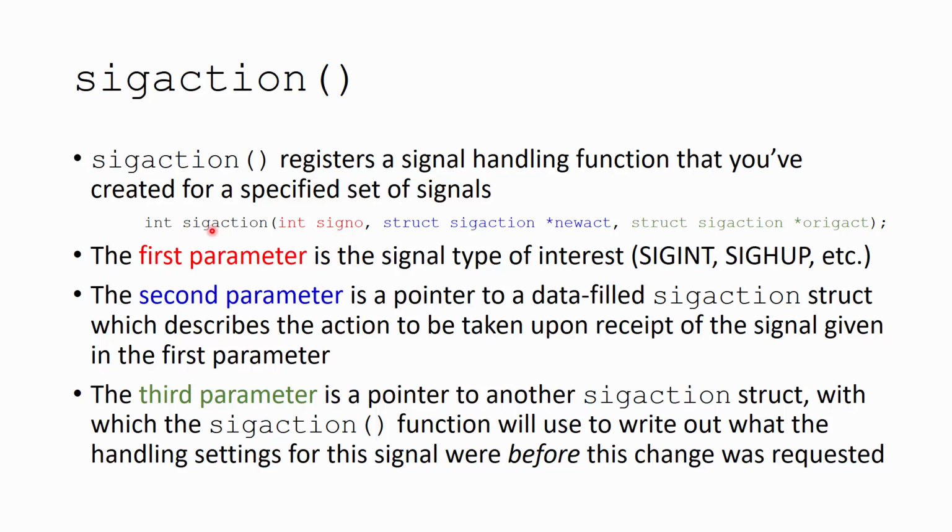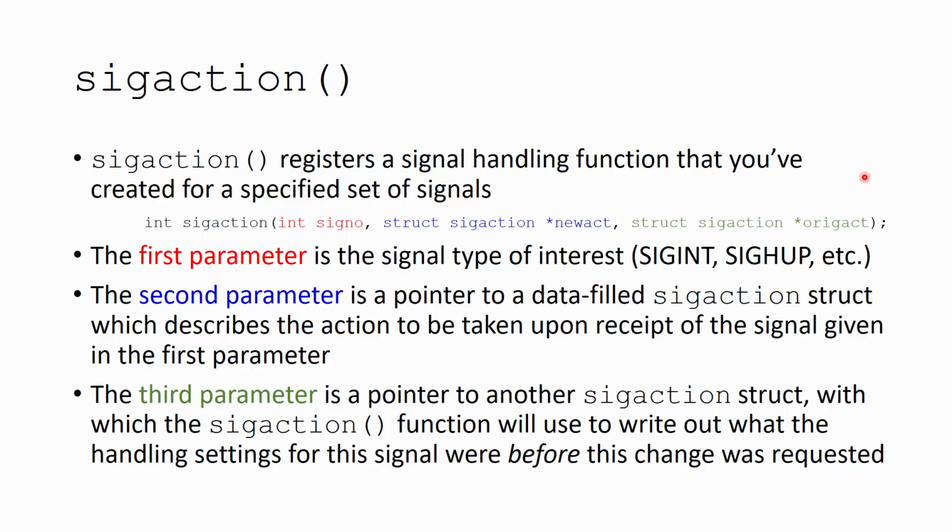So this is the sigaction call for SIGINT, and then we call a separate sigaction call for SIGHUP. So one for each. Then the second parameter is going to be a pointer to a data-filled sigaction struct, which is different than the sigaction function. A pointer to a data-filled sigaction struct, which is going to describe the action that we're going to take when the receipt of that signal has occurred.